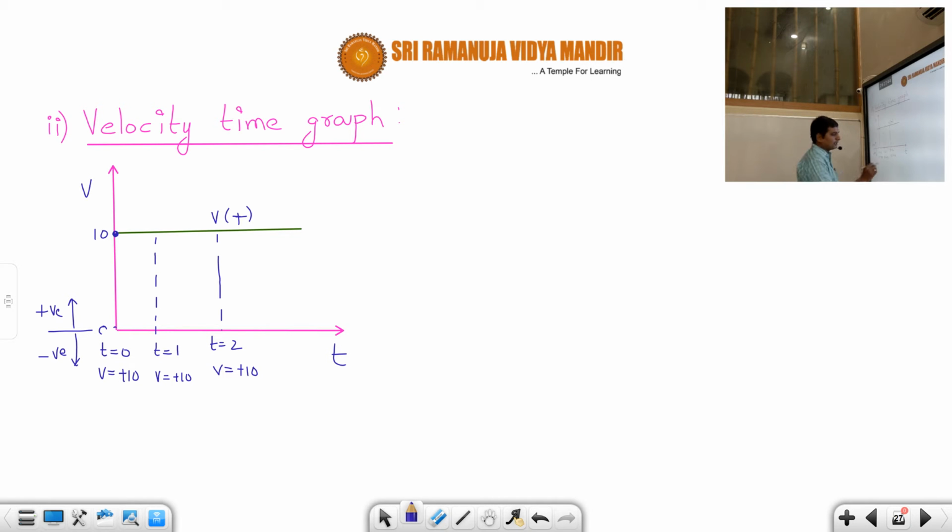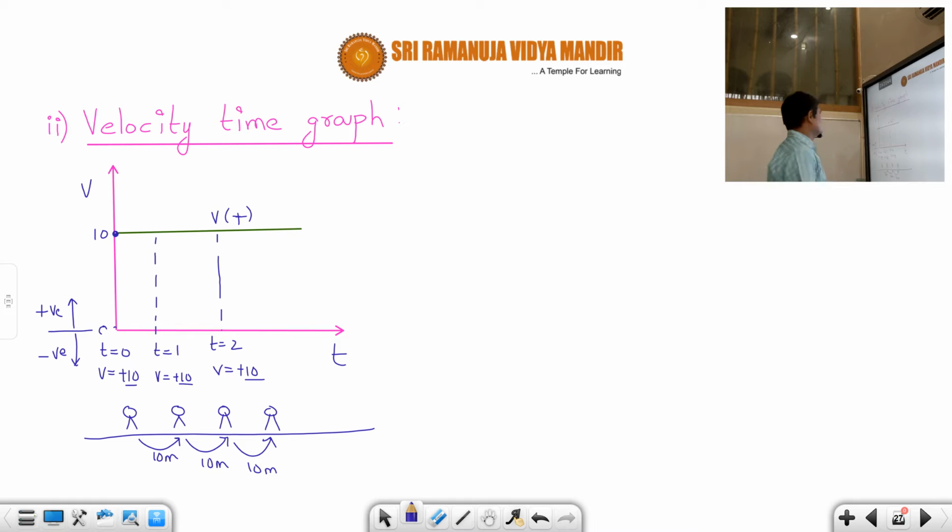So if you draw the photo diagram, the person has 10 meters per second everywhere. That means per 1 second he is covering how much students? Per 1 second, 10 meters. After some time he will cover 10 meters in 1 second, and again after 1 second, 10 meters. So if you see the photo diagram, it is uniform velocity motion, uniform motion. This is called uniform motion because equal distances are covered in equal intervals of time. Correct or not students? So if the graph of Vt is a straight line parallel to the time axis, then we can say that it is uniform motion.